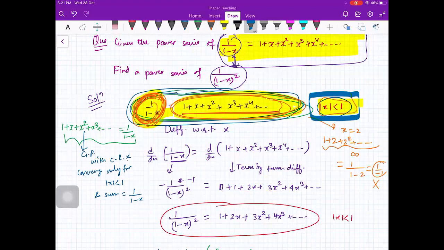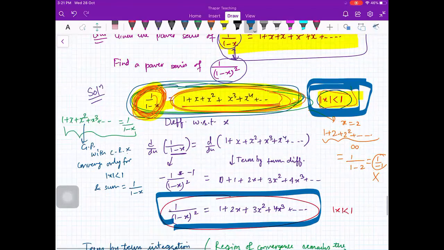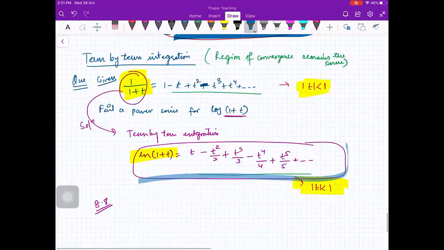So the point which I was making here is that whatever is the region of convergence of the original series, the same will be the region of convergence after term by term differentiation, and the same will be the region of convergence after term by term integration.